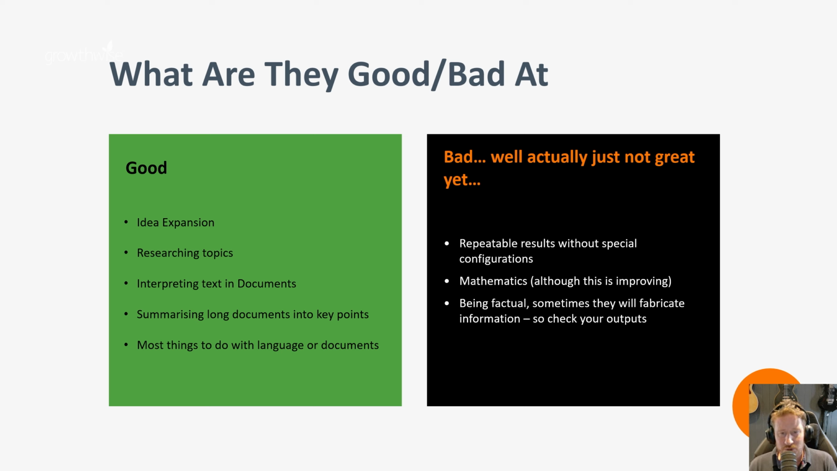But then if we move on to what's bad, what you'll notice when you're using them is repeatable results are actually quite hard. So what you may prompt one day, you can redo the same prompt the next day and the output will not be the same. Same with mathematics as well. They are getting better and better at this as time goes on, but you do need to check the output that you actually get from these tools to make sure that whatever you've asked for is actually right. And same thing with being factual. So I gave the example earlier of the lease and saying, okay, find this particular clause and then also give me the page number.